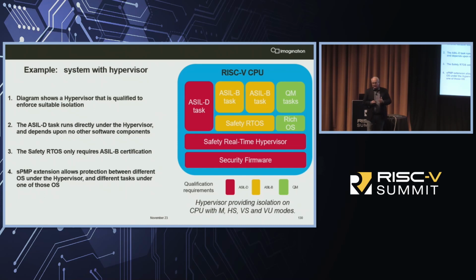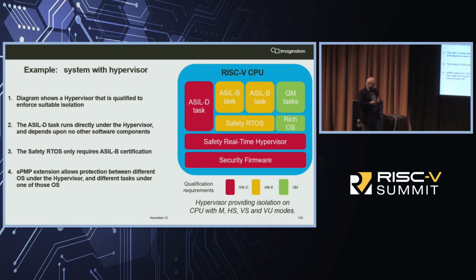So the requirement here, not unlike what we discussed earlier, is that the hypervisor needs to actually be SIL D certified, okay? The SIL D task runs directly on that hypervisor, right? The safety RTOS, which would have a lower level of certification, only SIL B, would run on top of the hypervisor and would have its own tasks. And then, of course, we have the partitioning of the rich execution environment all the way on the right.